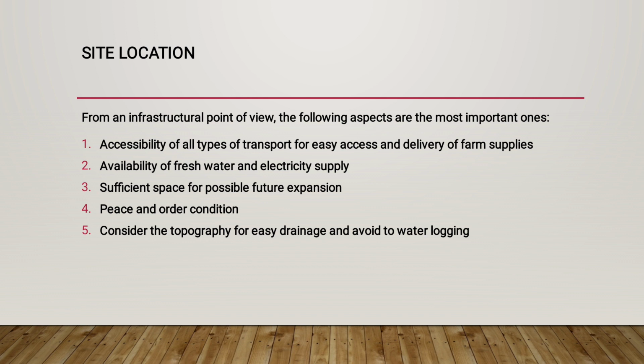Okay, number 3, sufficient space for possible future expansion. We should also consider the possible expansion of our housing. So when we buy land for our building, of course it should not be just enough. We should allow land for possible expansion. Then number 4, peace and order condition.